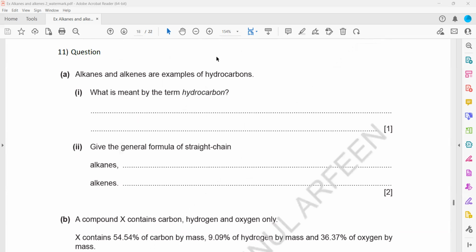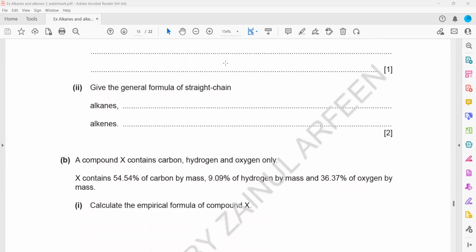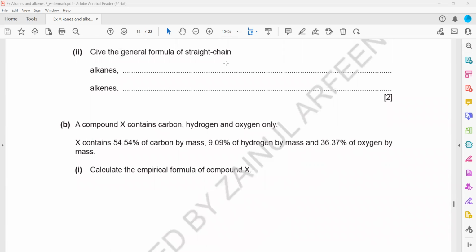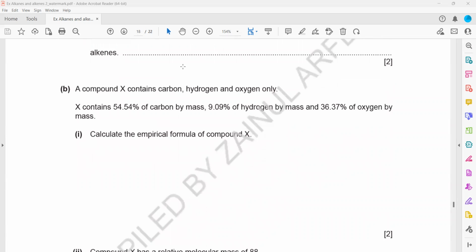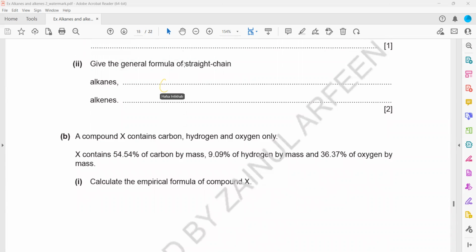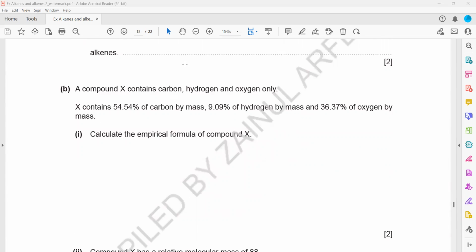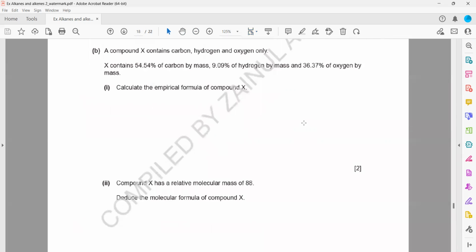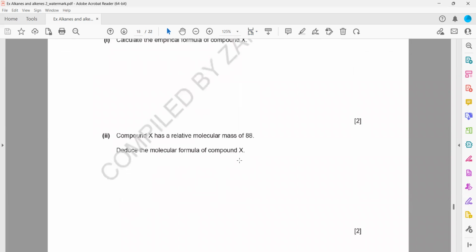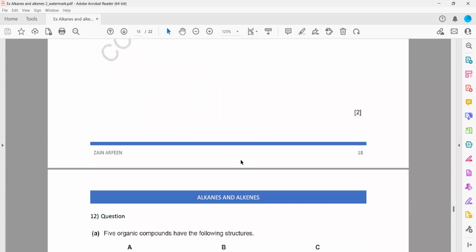So what is meant by the term hydrocarbon? A compound containing carbon and hydrogen. The general formula for alkane and alkene is CnH2n+2 and CnH2n. And the same way as finding the empirical and molecular formula: you divide by atomic mass, divide by the smallest value, and take the simplest whole number ratio, and the molecular mass divided by empirical mass. You will get the molecular formula of compound X.